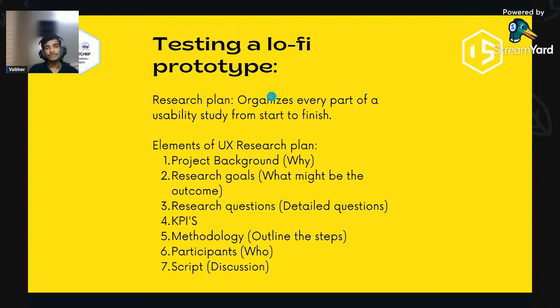And there are two ways to test a low fidelity prototype. Research plan: organize an event as part of a usability study from start to finish. Elements of a UX research plan. A UX research plan is basically a document. You need to make a Google document or a Word document which comprises these seven elements. That is called the research plan.